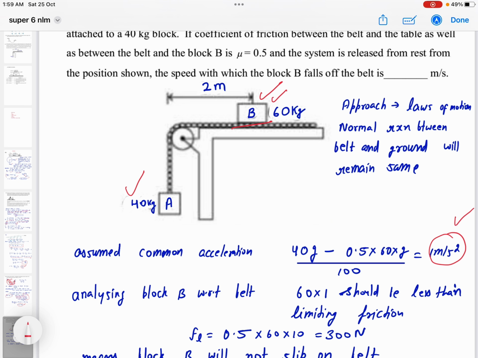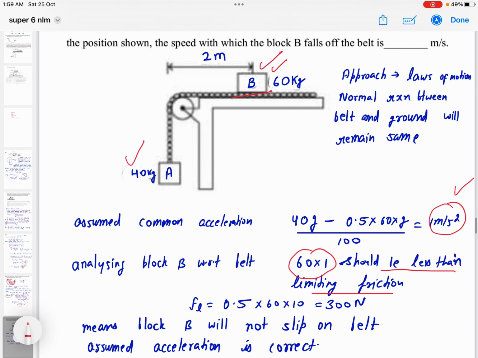So now after that I can analyze the motion of B with respect to the common frame. If I am studying B with respect to the belt, the pseudo force on it is 60 into 1. Now it should be less than what? The limiting friction. If it is more than the limiting friction, then there will be relative motion. That is how you check whether there will be relative motion between two surfaces or not.